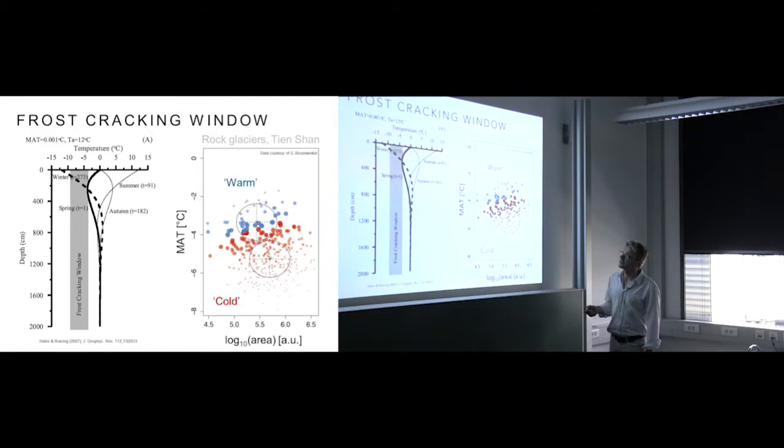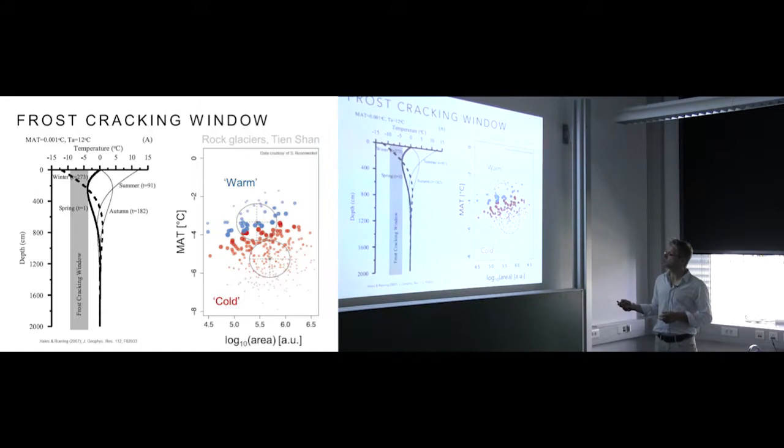Modeling of the thermal response of rock slopes to temperature variation has also produced the notion of a frost cracking window, okay, at which the physical destruction of intact rock by frost processes, freeze thaw processes, is most effective between about -3 and -8 degrees, depending on the model inputs.